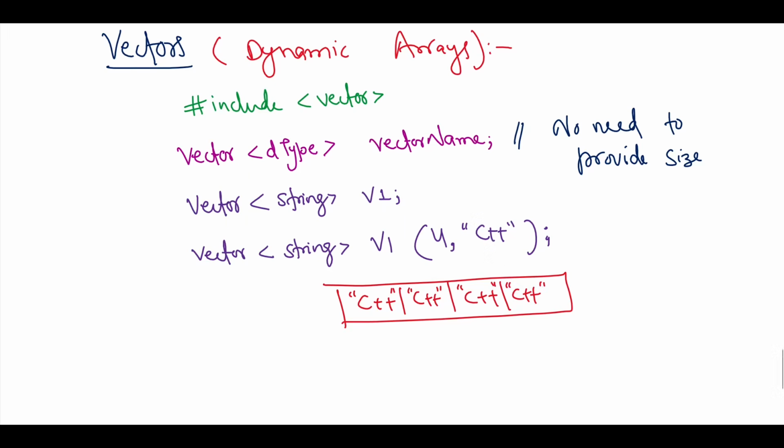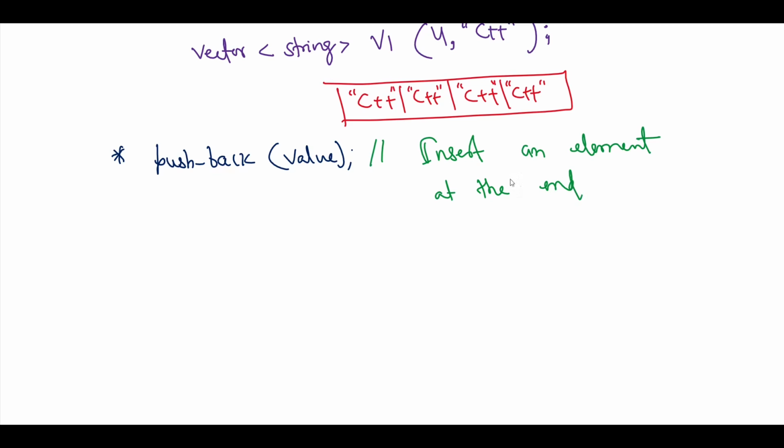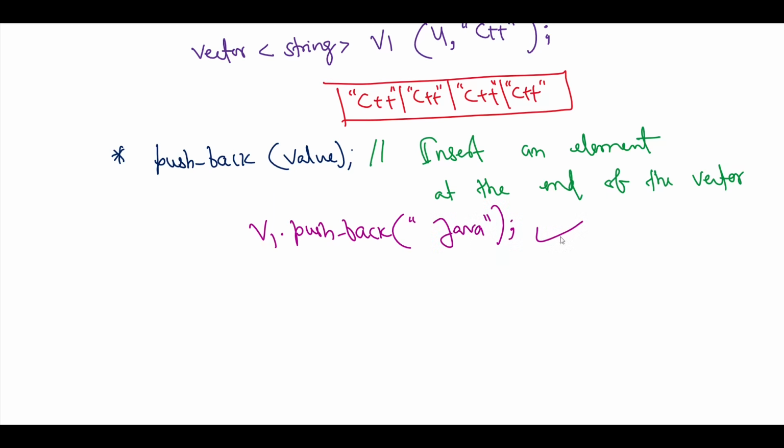Now if you want to put more values inside this vector, you can use some other functions, and one of the functions is push back. So you have to write push underscore back and then the value. This function is going to insert an element at the end of the vector. It's something like this, v1 dot push back and then maybe Java, right? So it will add Java here.